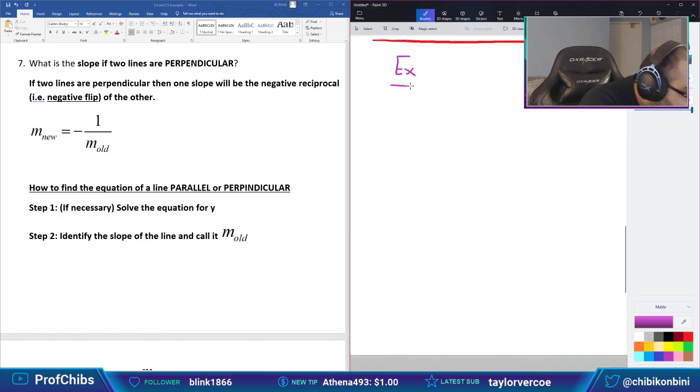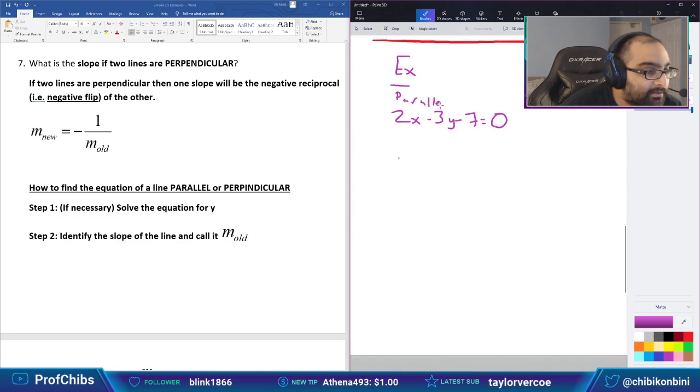Okay. So let's use this here. Let's go with a line of 2x minus 3y minus 7 equals 0. So this is the line that we're given. It has to be parallel to this, and goes through a specific point, minus 2 comma 2.